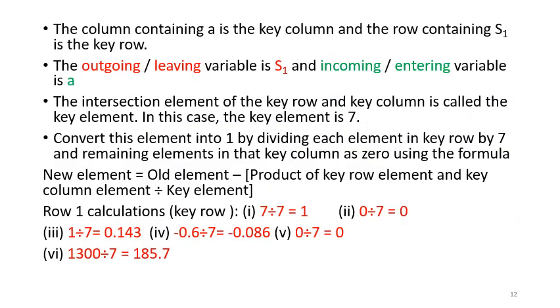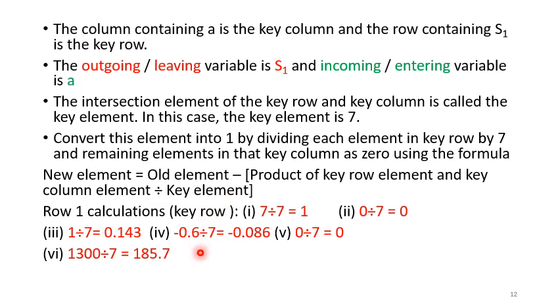The column containing A is the key column, and the row containing S1 is the key row. The outgoing or leaving variable is S1, the incoming entering variable is A. The intersection element of the key row and key column is called the key element. In this case, the key element is 7. Convert this element into 1 by dividing each element in the key row by the pivot element, that is 7, and make the remaining elements in that key column 0 using the formula. Again, new element is equal to old element minus the product of the key row element and the key column element, divided by the key element.